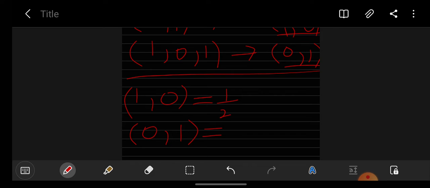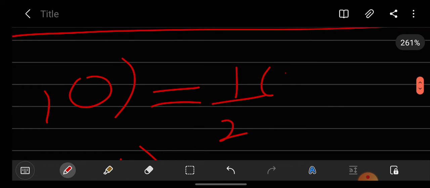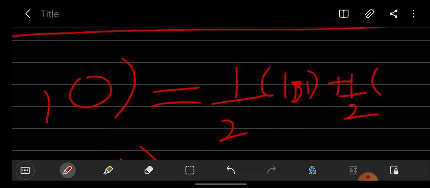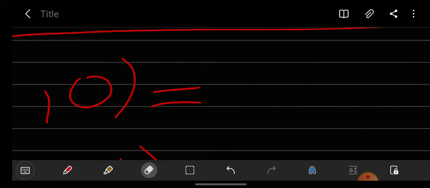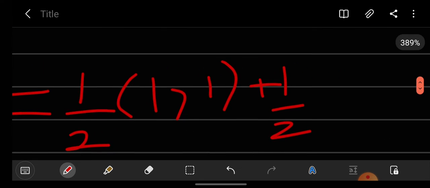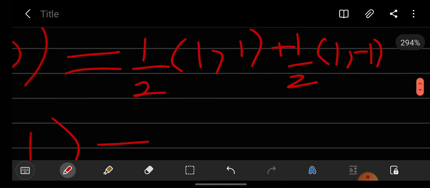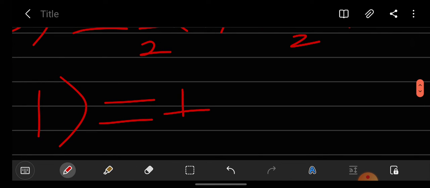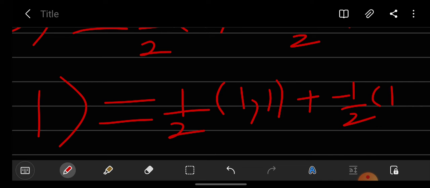So 1 upon 2, okay, I will write 1 upon 2, 1 comma 1 plus half of 1 comma minus of 1. I want to write in good handwriting. So 1 comma 2, 1 comma of 1 plus half 1 comma minus of 1. Okay, and same for this, half 1 comma 1 plus minus of half 1 comma 1.